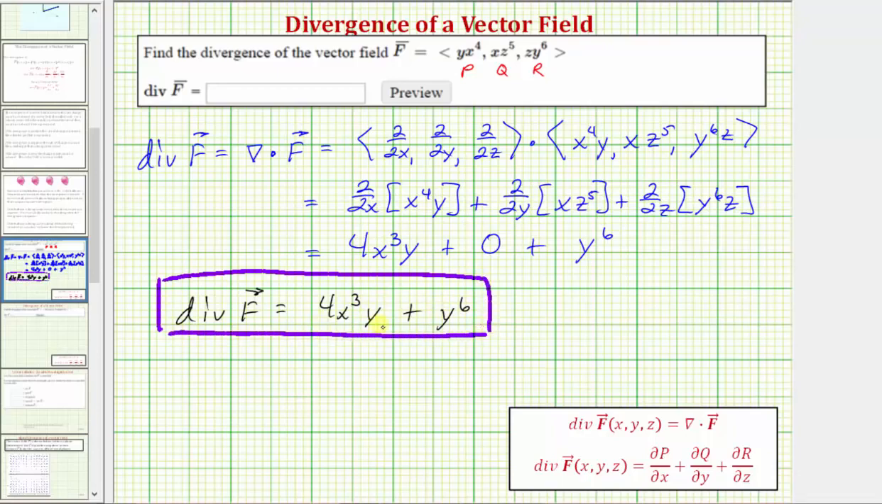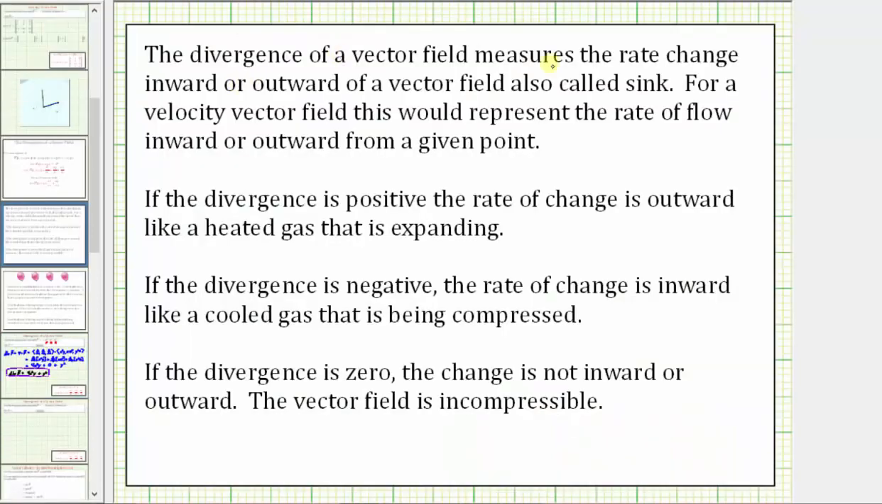Now let's talk about what this tells us about the vector field f, and we'll also look at this graphically. The divergence of a vector field measures the rate of change inward or outward of a vector field, also called sink. For a velocity vector field, this would represent the rate of flow inward or outward from a given point. If the divergence is positive, the rate of change is outward, like a heated gas that is expanding. If the divergence is negative, the rate of change is inward, like a cooled gas that is being compressed. And finally, if the divergence is 0, the change is not inward or outward, and the velocity field is called incompressible.